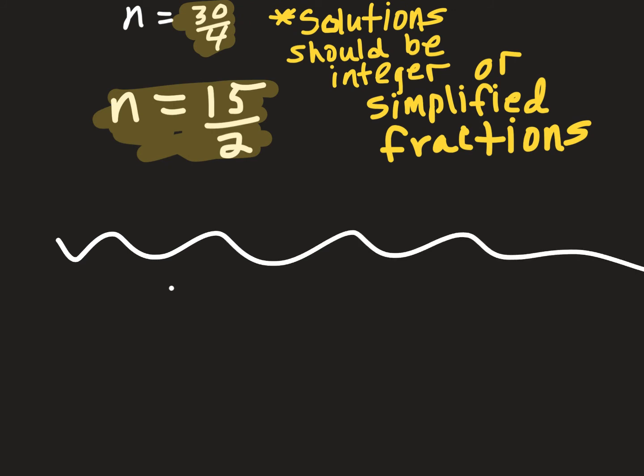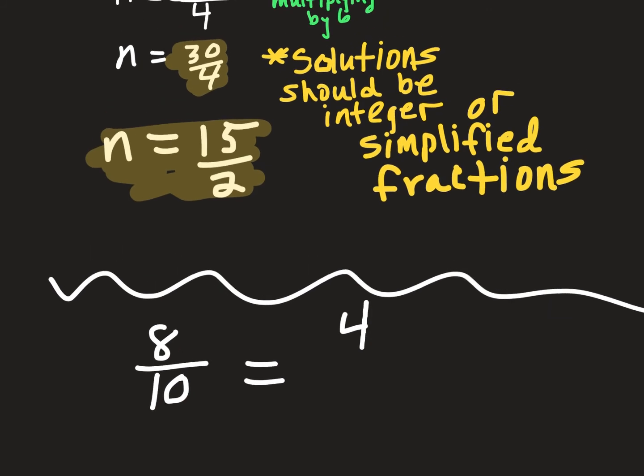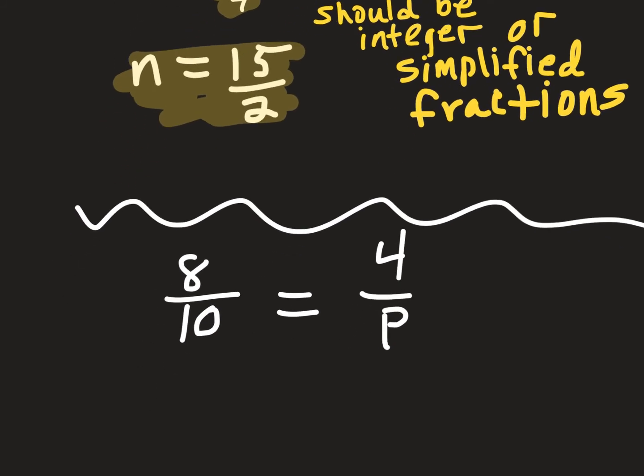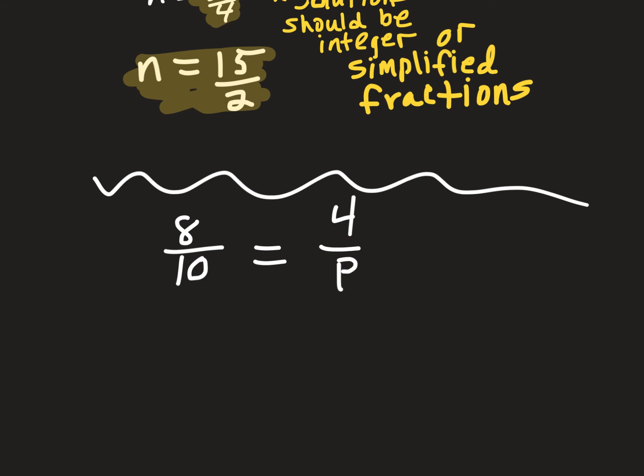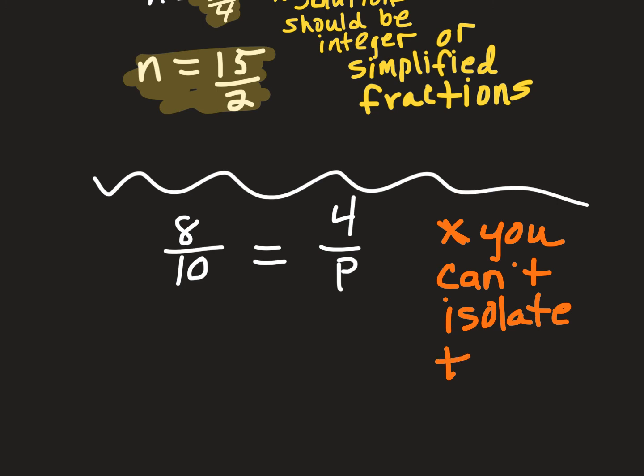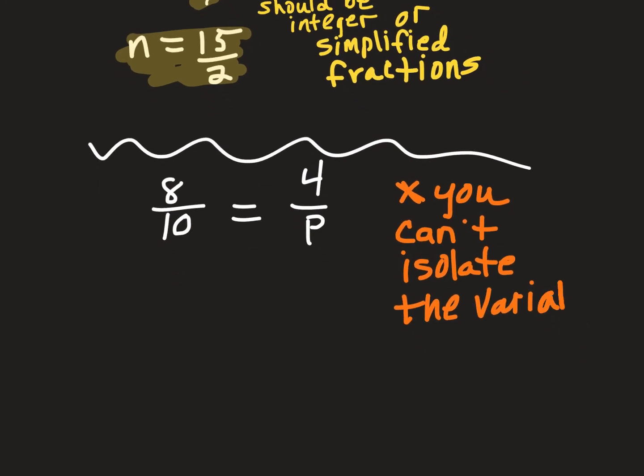Okay, so for example, 8 over 10 is equal to 4 over p. Okay, so here is the problem with this one. You can't, and this is going to be important for the entire rest of your math career, you can't isolate the variable in the denominator. I know you've already figured out that answer in your head.